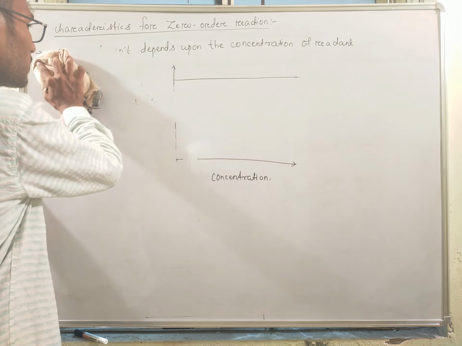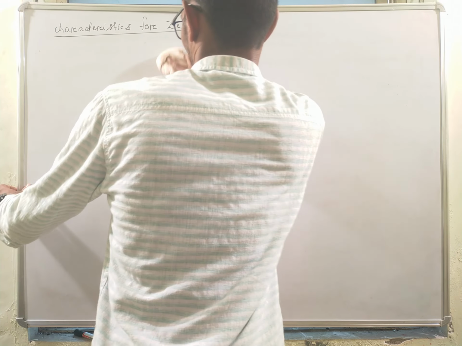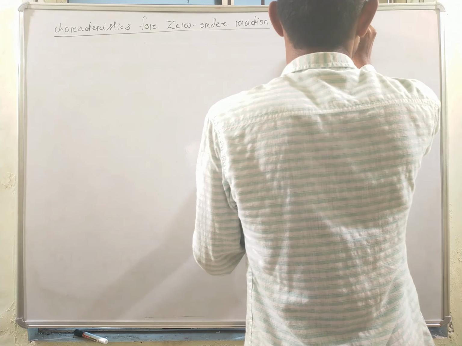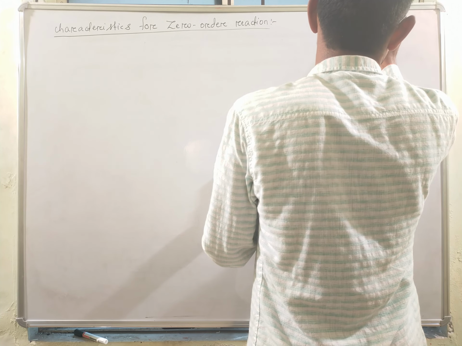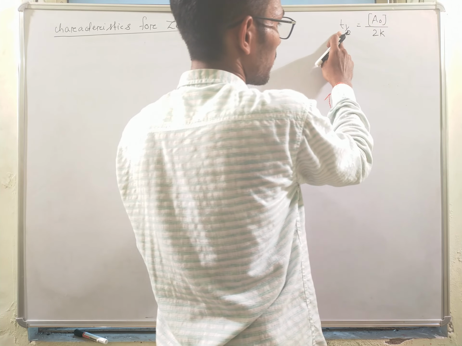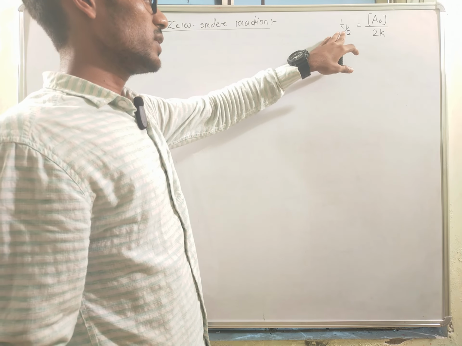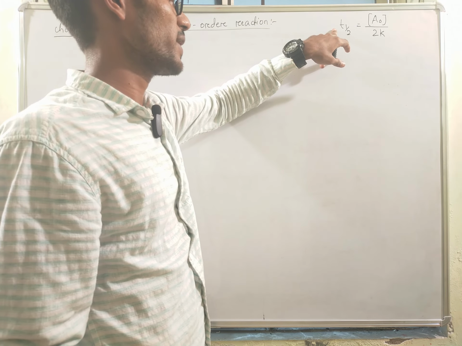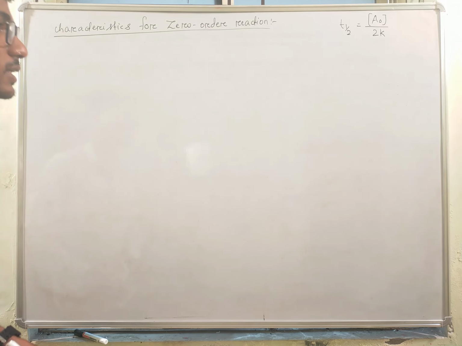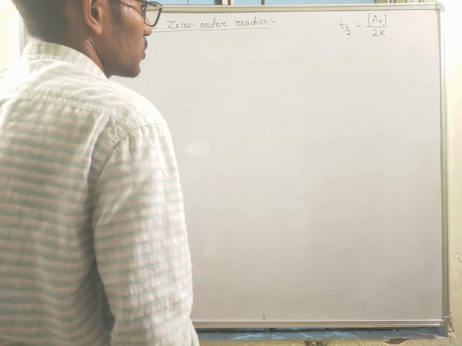Next point is half-life period. We know the formula for the half-life period, t half equals a naught by 2k. So your half-life period is directly proportional to the initial concentration. This equation clearly indicates that the half-life period is directly proportional to the initial concentration. If you increase the initial concentration then the half-life period increases. If you decrease the initial concentration then the half-life period decreases.